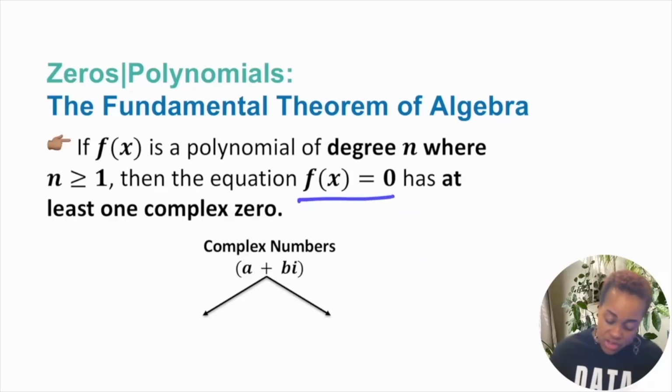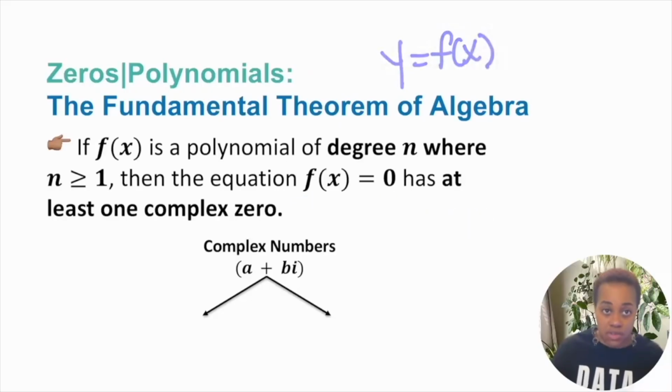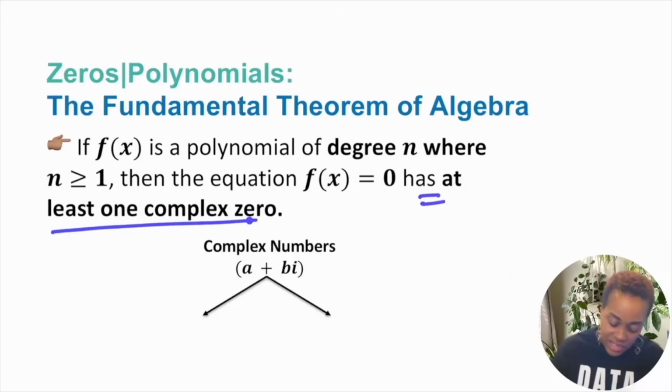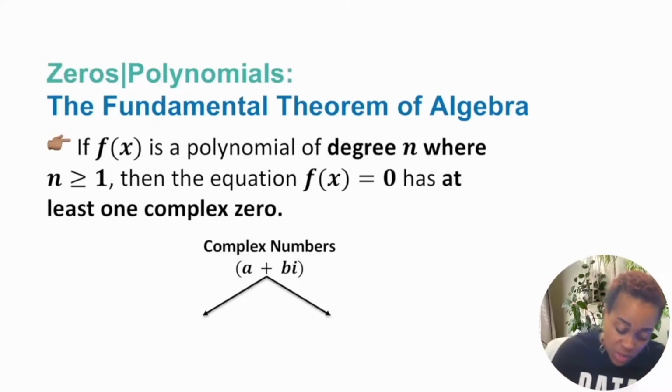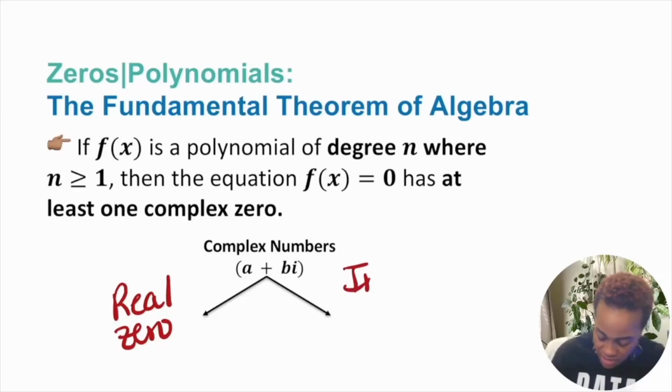Then the equation f of x equal to 0, meaning you set y equal to 0. When we're talking about functions, we use f of x. Y and f of x are the same thing. It has at least one complex 0. And you're like, what does that mean? It just means it's going to have either a real 0 or an imaginary 0, but at least one. Which is what we found. If you think about it, it's like, duh, right? So you'll have a real 0 or you'll have an imaginary.